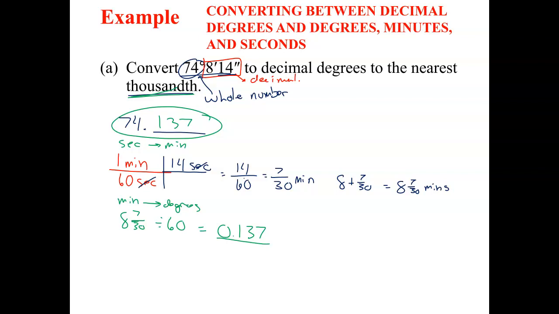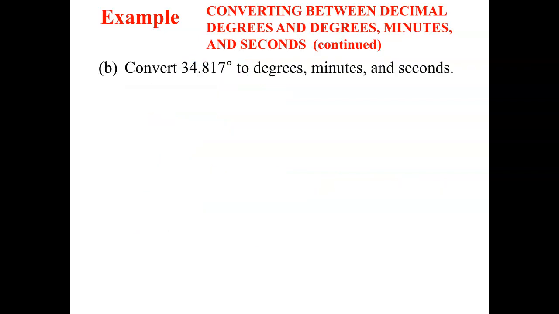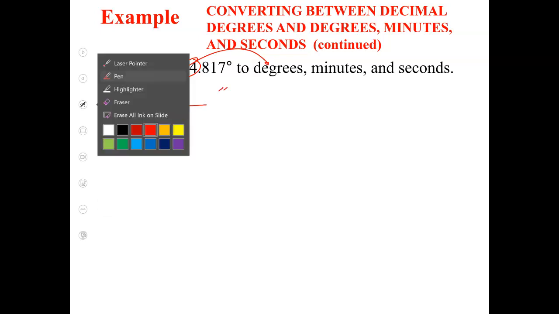Now if I'm going from decimal to degrees, minutes, seconds, it's going to be the opposite: multiply, subtract, multiply, subtract. Again, the whole number is the whole number. That's still going to be the degrees. 34 point whatever is still 34 degrees with some minutes and seconds. I just need to figure out the minutes and the seconds, which is where the decimal comes in.